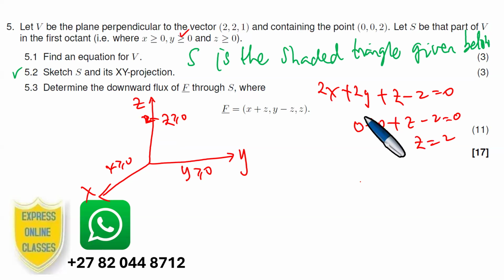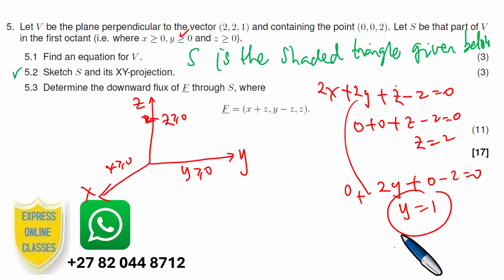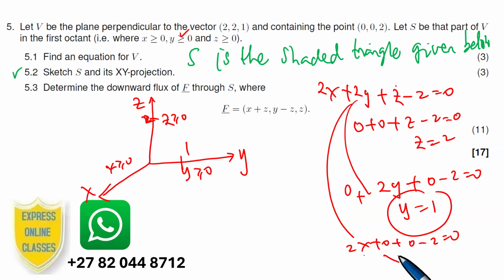Now you come to another situation where x is 0, z is 0. Then you have 2 times 0 plus 2y plus 0 minus 2 equals 0, which means y is equal to 1. So this one is going to cut at 1. You continue: y is 0, z is 0, which means 2x minus 2 equals 0, so x is 1. So now x is equal to 1.